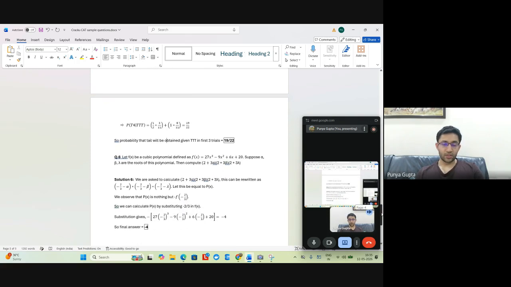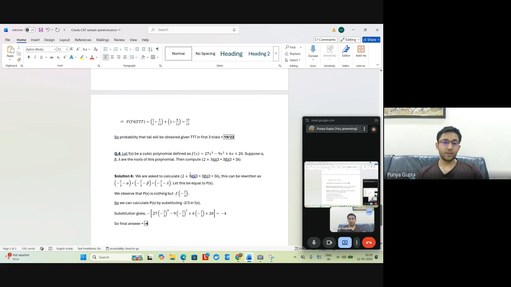So we come to the last question, which is a simple question on polynomials and quadratic equations. So let's look at the question. f(x) is a cubic polynomial defined as 27x cubed minus 9x squared plus 6x plus 20. Alpha, beta, and lambda are the roots of this polynomial, and we have to compute (2 plus 3 alpha) into (2 plus 3 beta) into (2 plus 3 lambda).